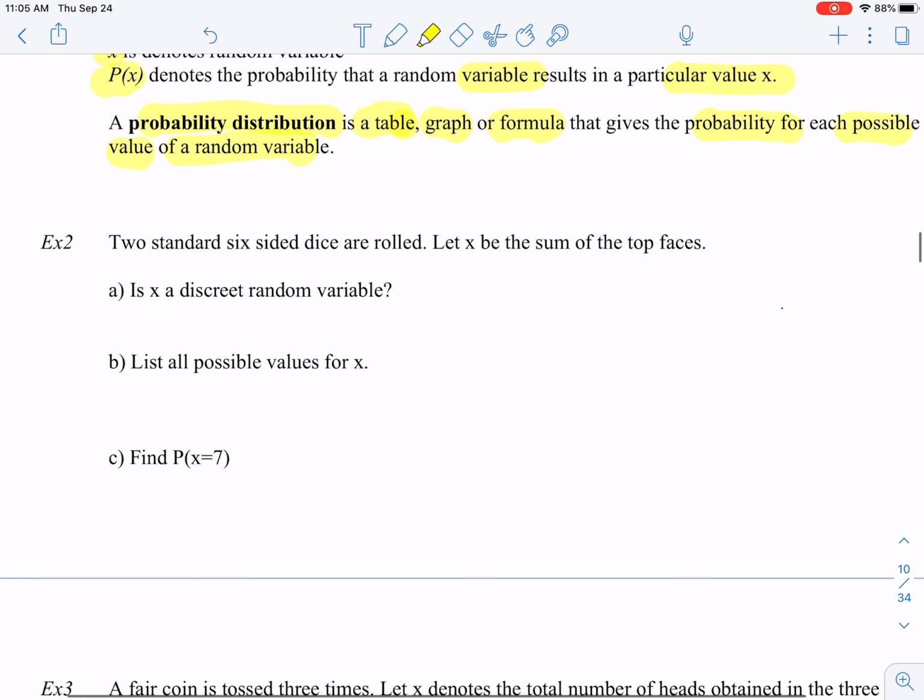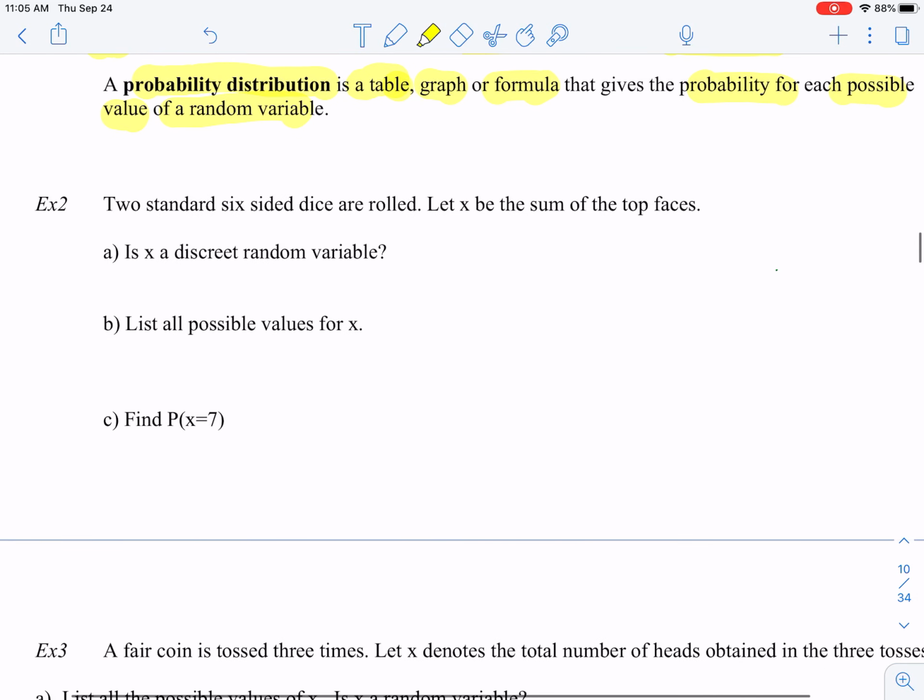Okay, let's look at example 2 here. Suppose two standard 6-sided dice are rolled. That's the procedure. Let x be the sum of the top faces that come up. For example, if we have 2 and 3, those are the top faces that come up, so the sum would be 5. So x in this case can be 5. That's what x stands for.